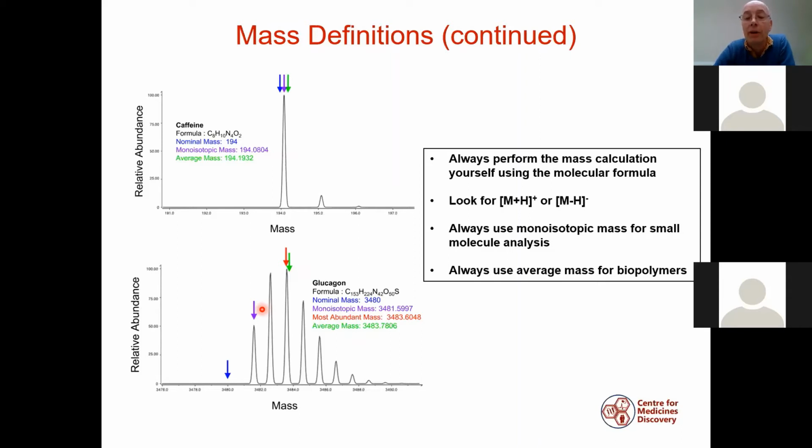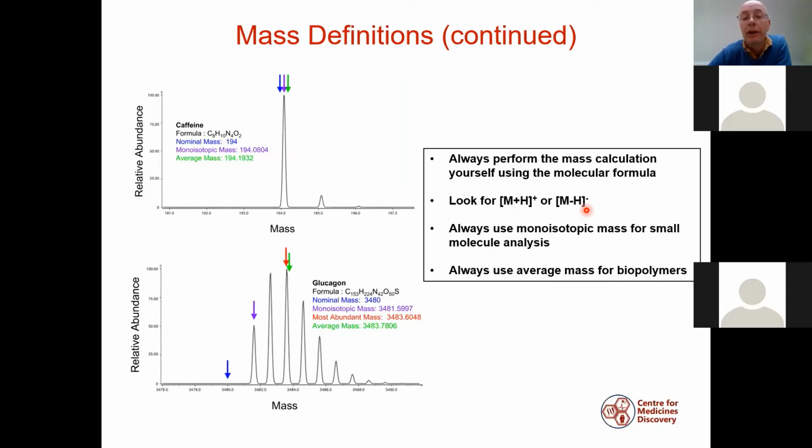Always perform the mass calculation yourself. Do not trust anyone else to do this. Use the molecular formula. There are mass calculators available, and calculate the monoisotopic mass yourself, so you know you're working with the right one. In your spectrum, you're either going to look for the protonated mass or the deprotonated mass if you're working with negative ion.